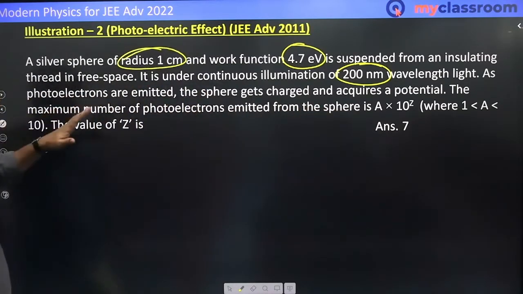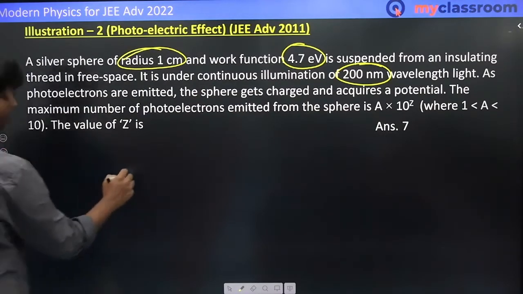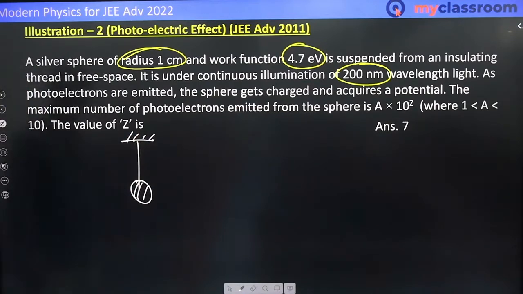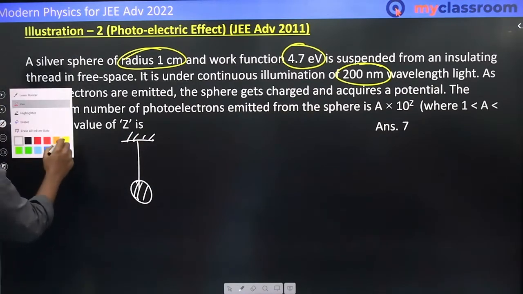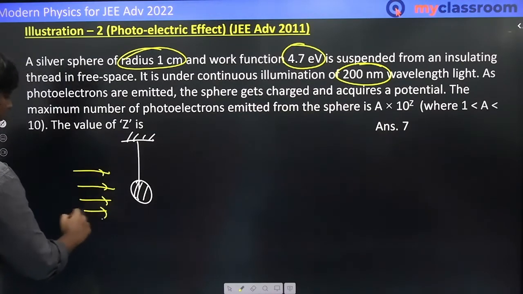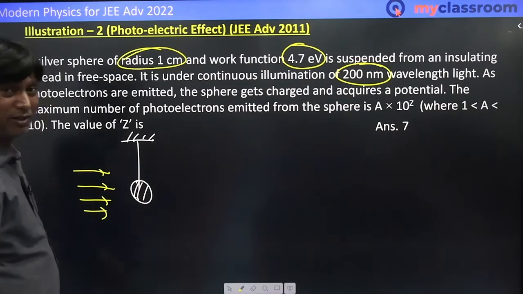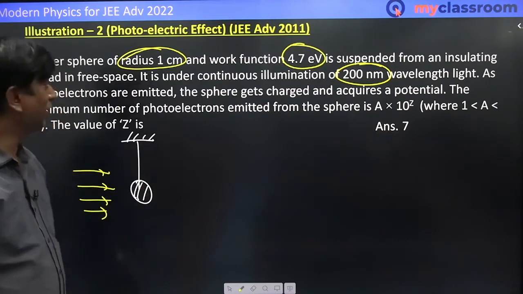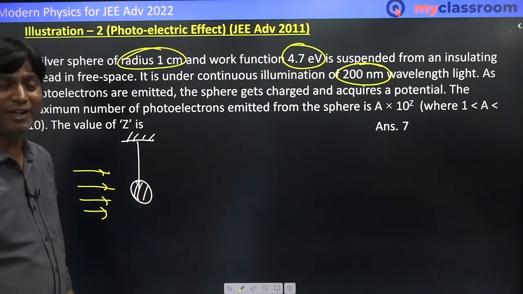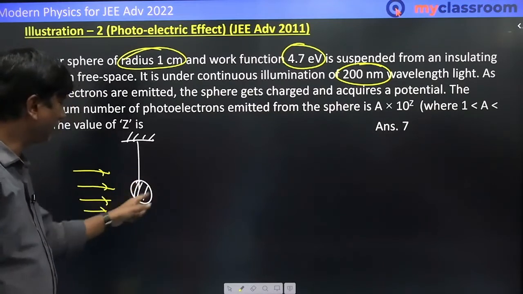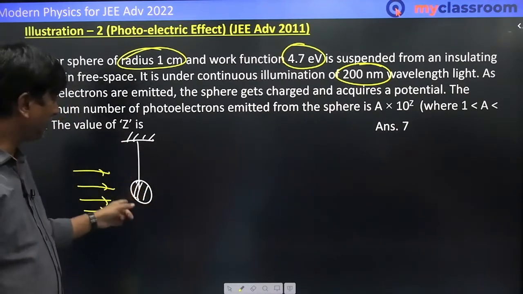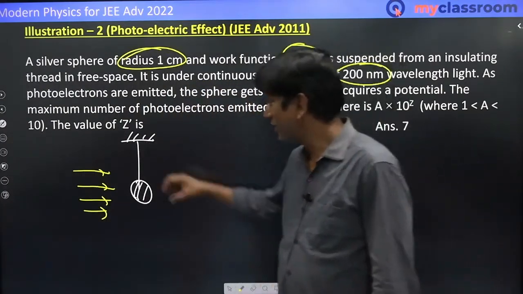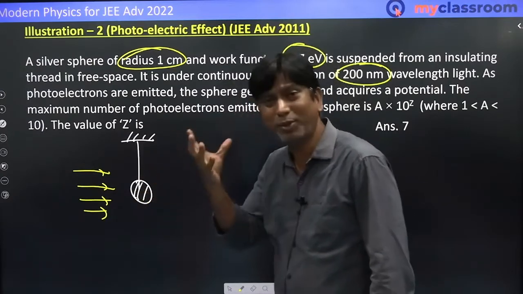See, suddenly looking at this, what was happening? The sphere is suspended by an insulating thread, and there is continuous illumination of some light. So light is falling. Whenever light, electromagnetic radiation, is falling on this, electrons are ejected. As and when the electrons are ejected out, since it is a silver sphere, a very good conductor, it acquires positive charge. So when it is acquiring some positive charge and electrons are ejected out, after some time what happens? Some number of electrons have already come out, so it has acquired some positive charge.